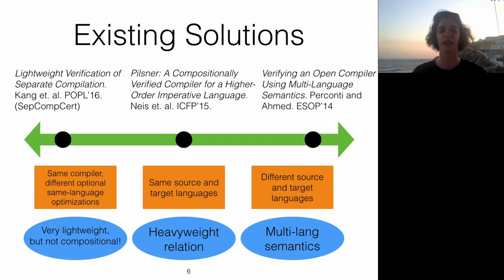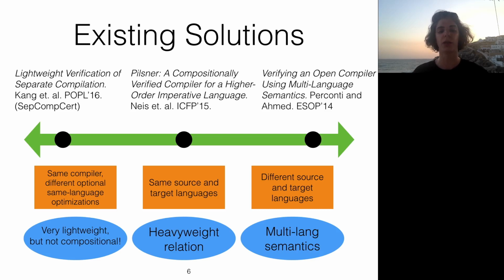There are few solutions in the literature that can be applied to higher-order functional languages. Each of them offers different compositionality guarantees and requires a different amount of sophistication. On one end of the spectrum, we have SepCompCert, which uses a very lightweight technique to verify separate compilation. This technique requires only small adjustments to whole program verification, but it is not compositional. Programs can only be compiled with the same compiler, except perhaps some optional same-language transformations.